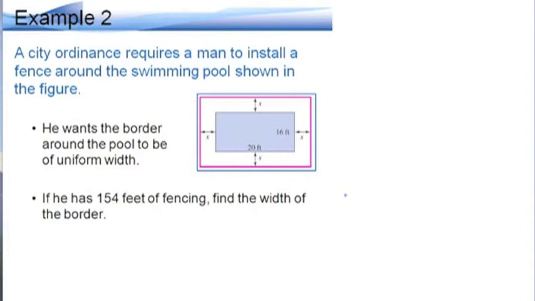So we have a swimming pool that is 20 feet by 16 feet, and we want to add a fence around it, and we want to know how wide the fence can be, or how wide the border can be after we build the fence. How much space will be between the pool and the fence. And here's what we're limited by. We only have 154 feet of fencing. So that means that all of the sides of the fence added up have to equal 154.